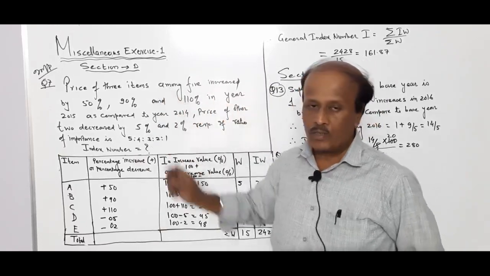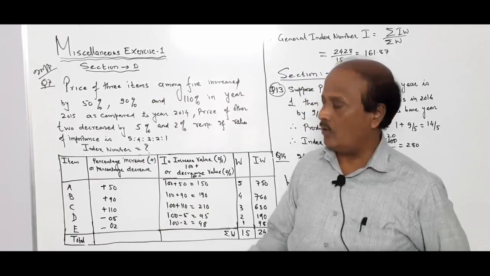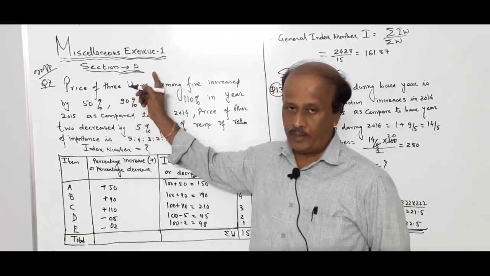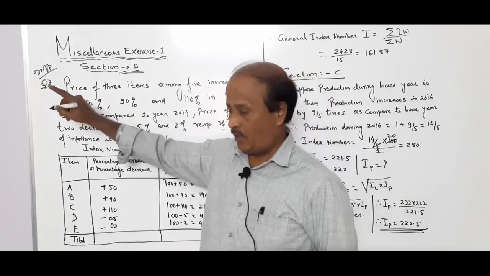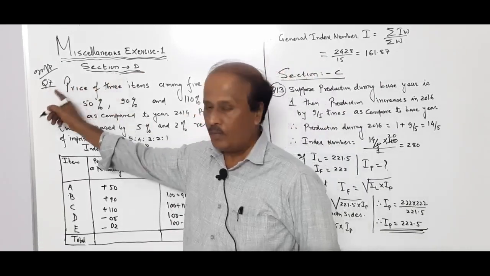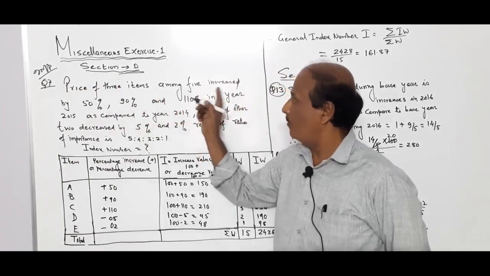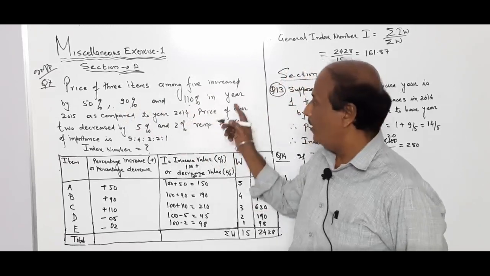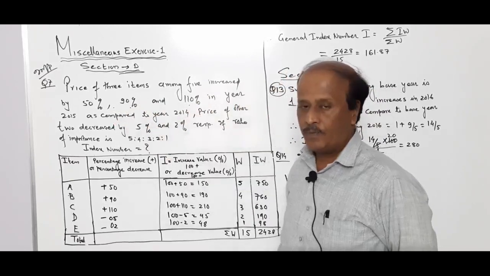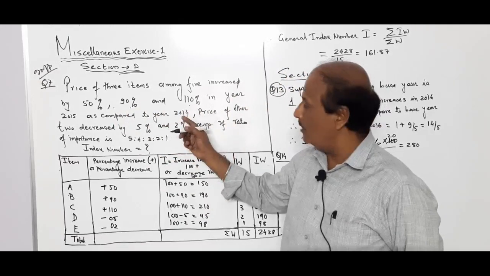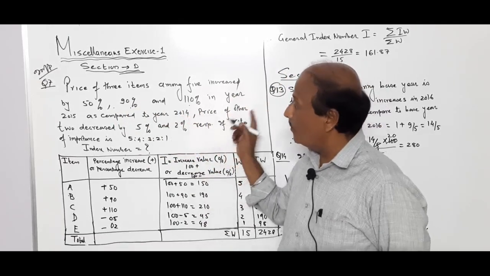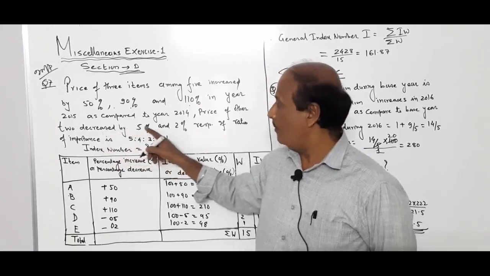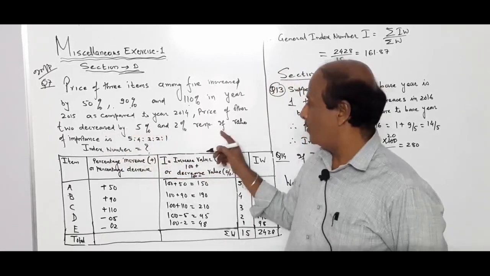Now, one nice question, an expected and important question according to me, is a question from section D. I'm not writing the question, you see it from the textbook, but the lines from the question are given. Question number 7 is, price of 3 items among 5 increased by 50%, 90% and 110% in any given year, suppose 2015, as compared to the base year, suppose 2014, and price of the other two items decreased by 5% and 2% respectively.